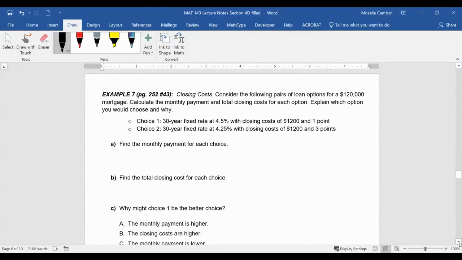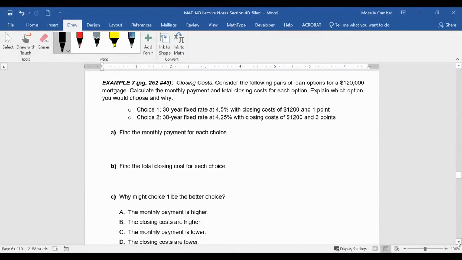Okay, example 7, now let's look at closing costs. So consider the following pairs of loan options for a $120,000 mortgage. Calculate the monthly payment and the total closing costs for each option. Explain which option you would choose and why. So, monthly payment for each choice. So choice 1.